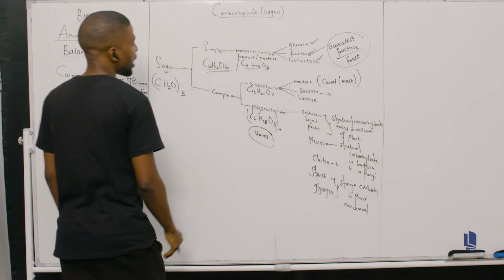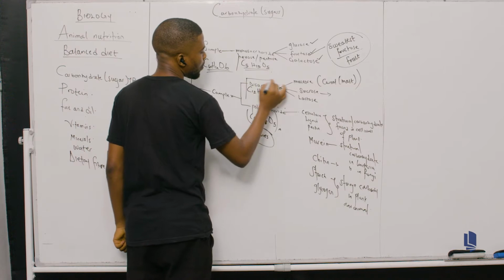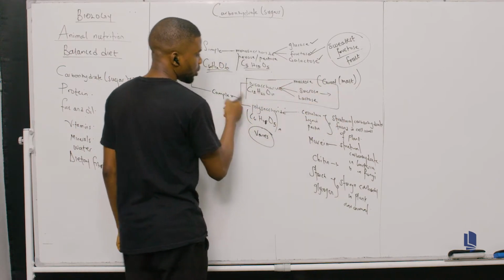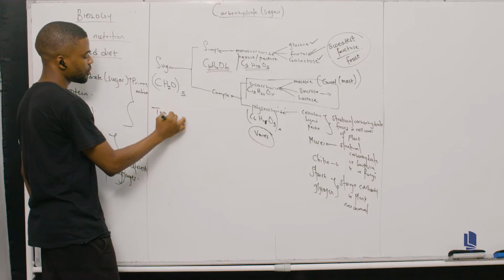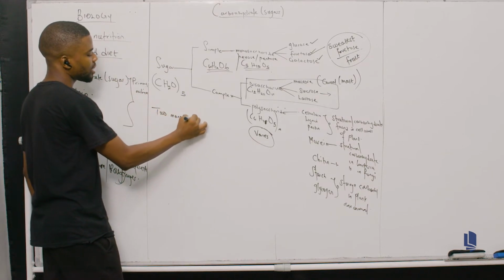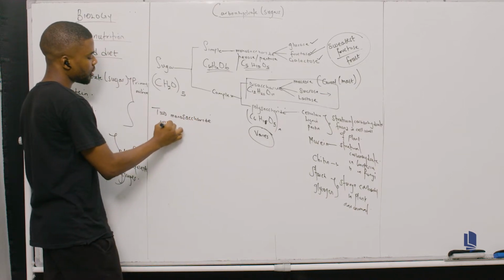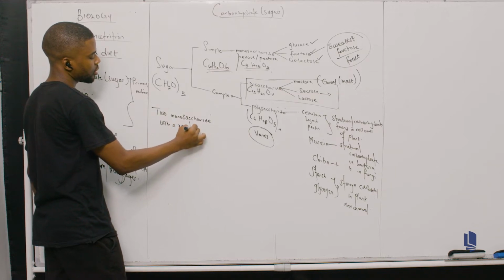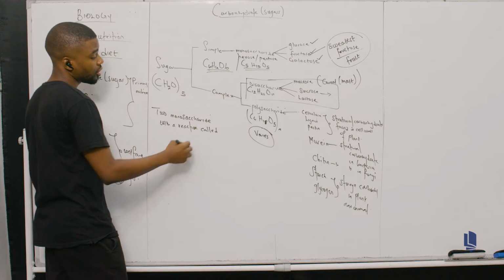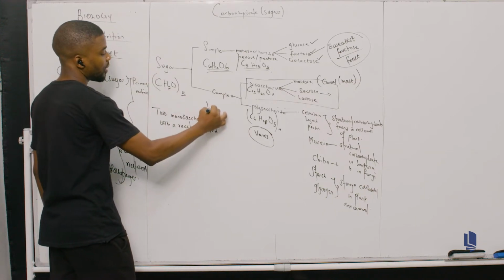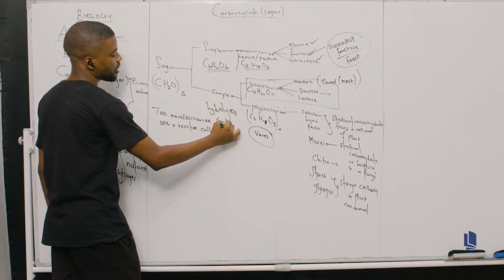Okay, follow me. Now, when I say complex sugar, the first one I want to talk about here is your disaccharide. Follow me. The disaccharide consists of two monosaccharides with a reaction called what? We call the reaction hydrolysis, we have condensation.